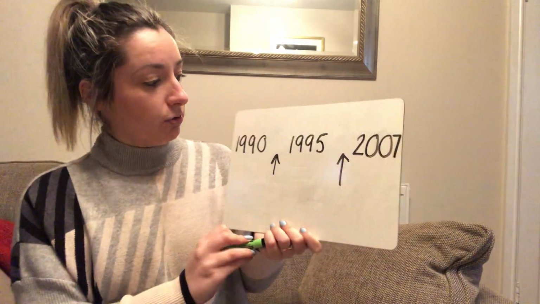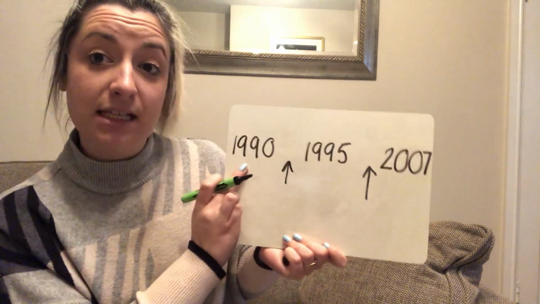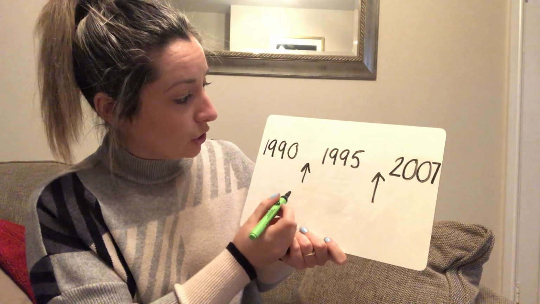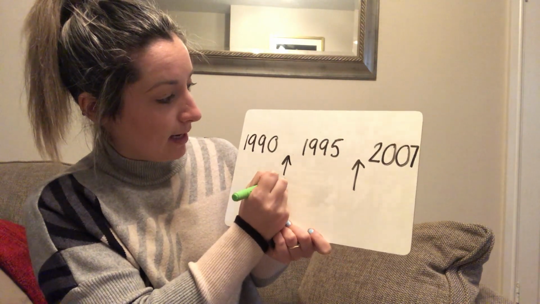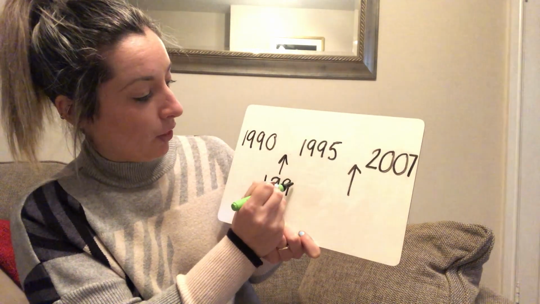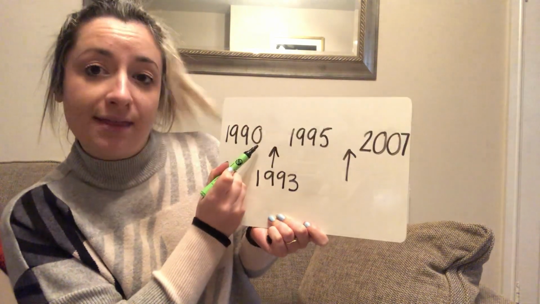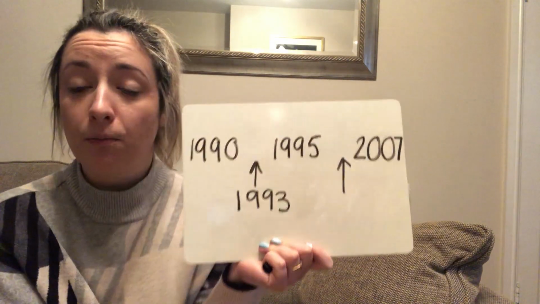So I need to choose a number which does not go past here. It needs to be greater than 1990. So I'm going to choose 1993. In my ones column, the 3 is bigger than the 0, but it's smaller than the 5, so I can put that number in there.